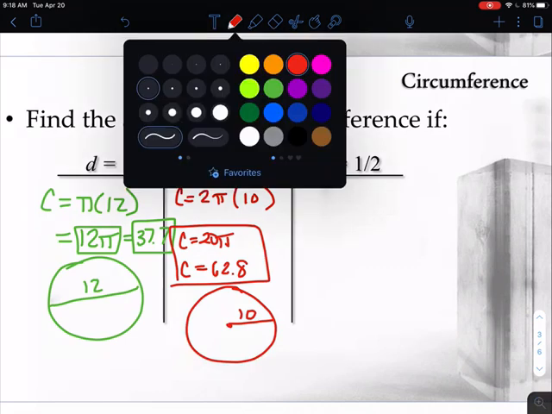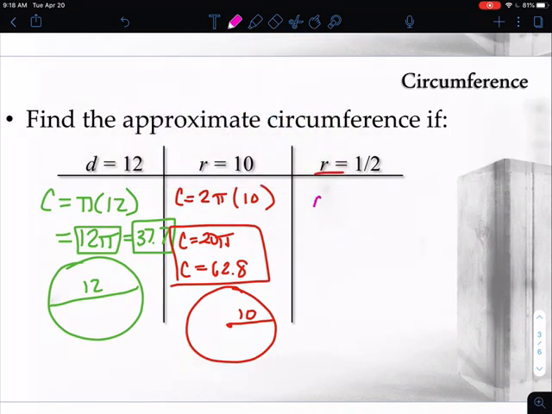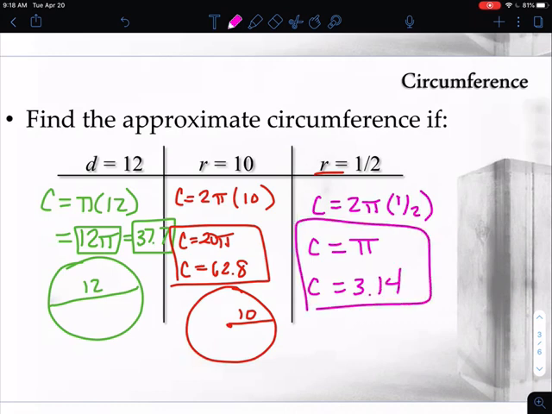And then on the last one here, again, we have the radius. And so if I'm looking at my radius of 1/2, when I go to plug into my formula, I take 2 times pi times 1/2. And so then if I want the exact answer, 2 times 1/2 is 1, so I get 1 pi. Or if I use that as an approximation, 3.14. So as far as circumference goes, once we have the radius or once we have the diameter, we just plug it into the appropriate formula and we get our answer.